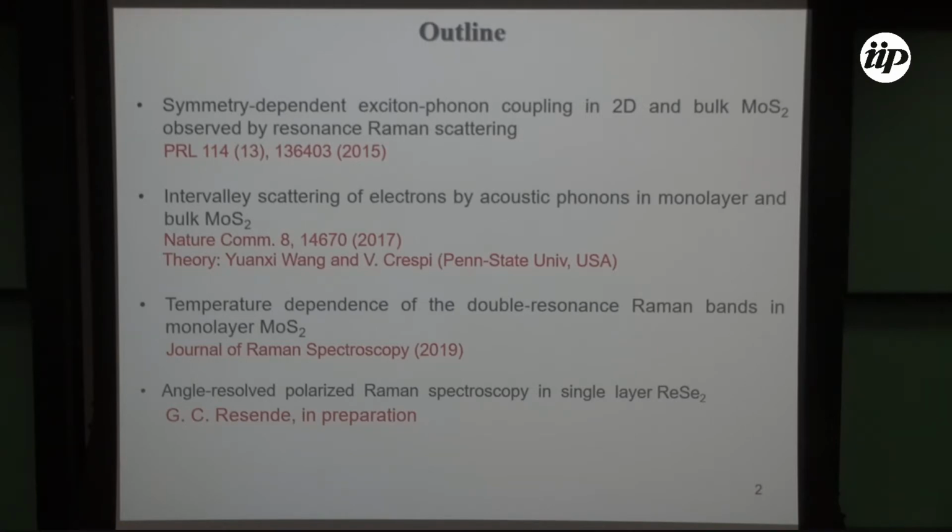In the second part I'm going to talk about how the double resonance bands can change when we change the temperature, which is basically a way to map the dispersive behavior when we do not have too many laser wavelengths. I'm also going to show some results on single layer granular diselenide. And I'm going to show some resonant polarized Raman spectroscopy results that we are performing on the anisotropic DMET.